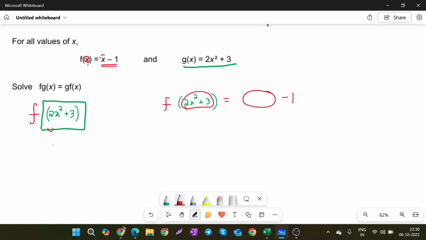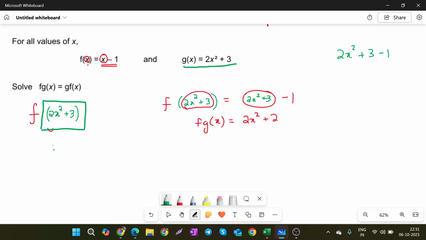Whatever your input is, f takes away 1 from that. You could think of that as a circular giant block of something, and the machine looks at that block and just takes away 1. So what's inside that block? You have 2x squared plus 3. So we have 2x squared plus 3 minus 1. If you simplify that, your answer is 2x squared plus 2. And that is your answer for fg of x.